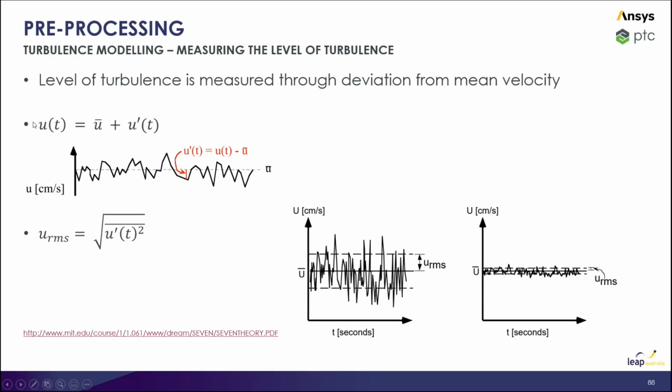Okay, so we've got our velocity as a function of time is our mean velocity plus some deviation from the mean velocity. Okay, and our actual value of how turbulent the flow is, is the root mean square of the deviation of the velocity from the mean flow velocity.